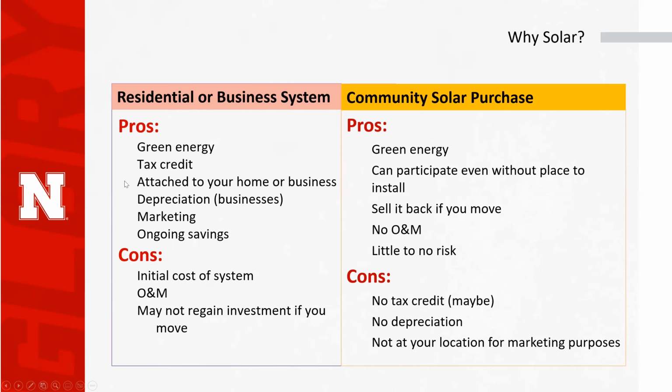They want it attached to their home or business. Marketing, depreciation, again, a tax benefit. And marketing. If this is a business, let's say a farm that does a lot of on-farm sales, they might want to be known as green, and then having a solar array on the property where it can be seen by their clients could be a good thing for them. So again, there's value in that marketing.